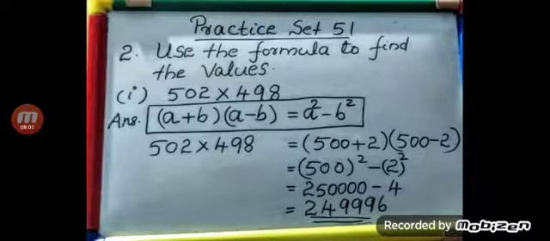500 square is 2,50,000 and 2 square is 4. 2,50,000 minus 4 is equal to 2,49,996. Therefore, 502 multiplied by 498 is equal to 2,49,996.